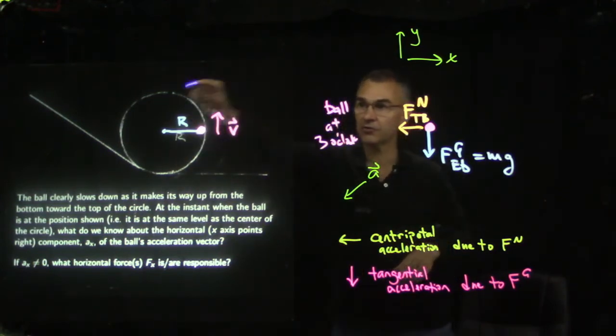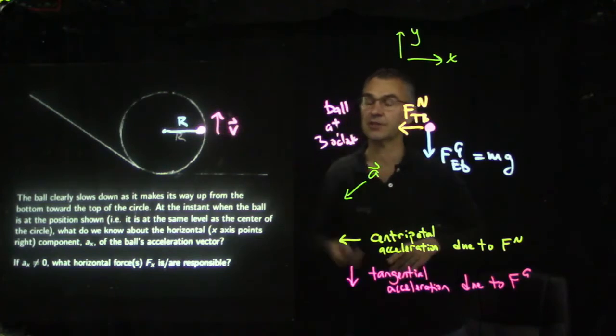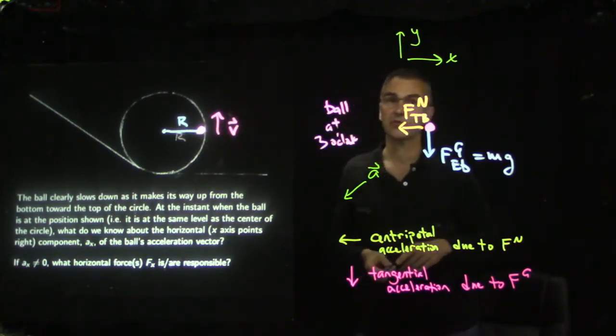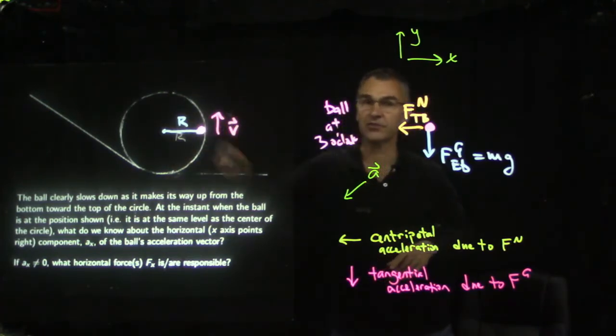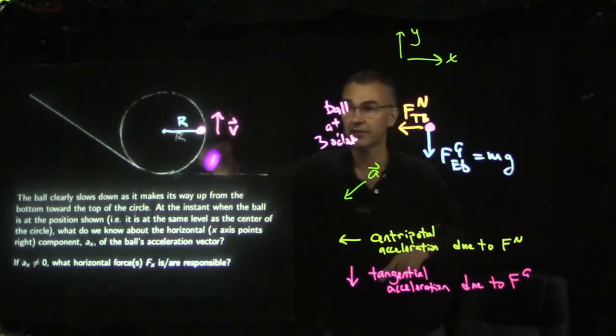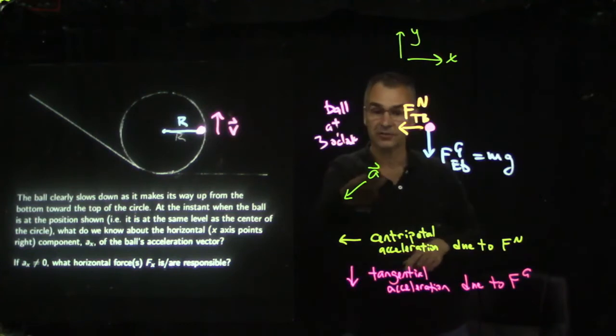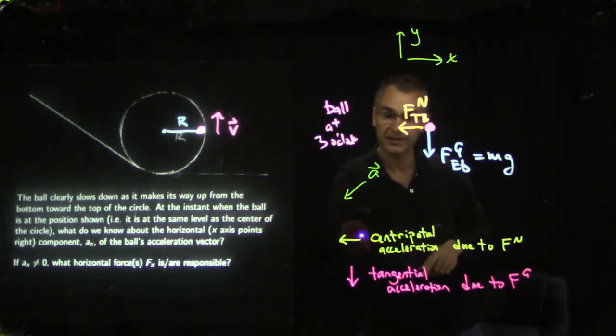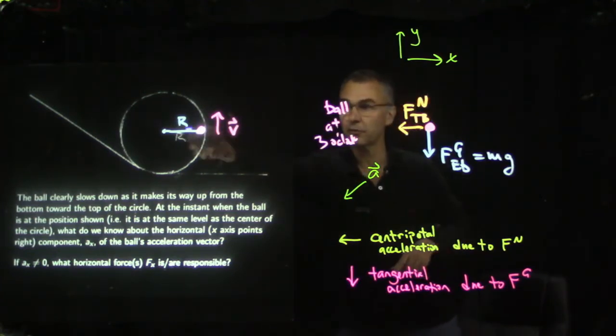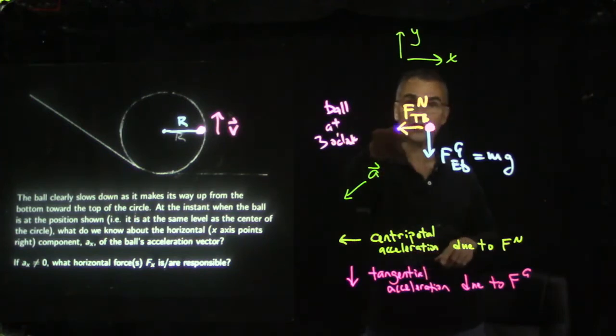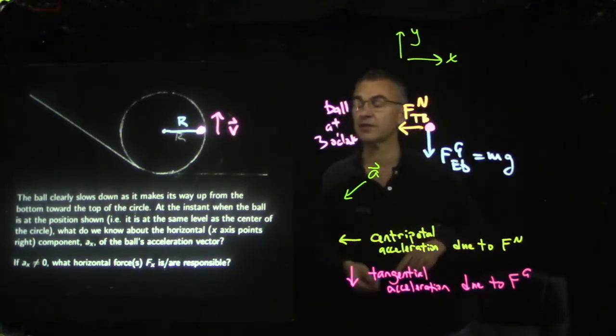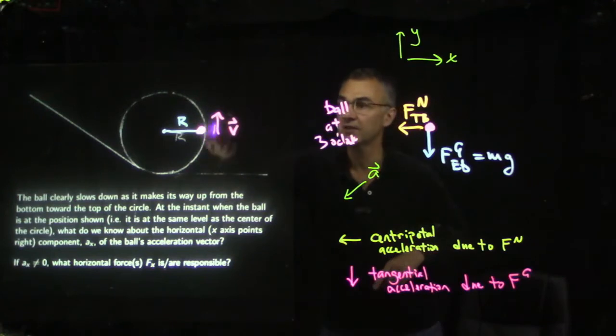To keep it going in a circle, there must be a centripetal acceleration that points toward the center of the circle. That centripetal acceleration changes the direction of the velocity vector, but it doesn't change the magnitude of the velocity vector. It doesn't change the speed. So that component of acceleration points to the left. It points toward the center of the circle, and it's caused by the normal force exerted by the track on the ball at this instant.